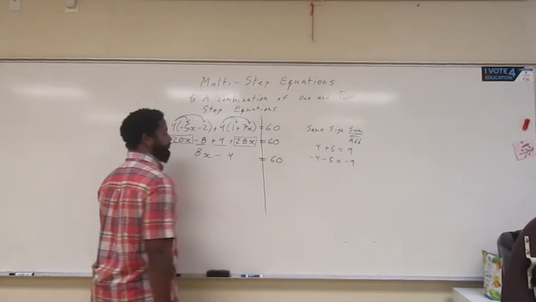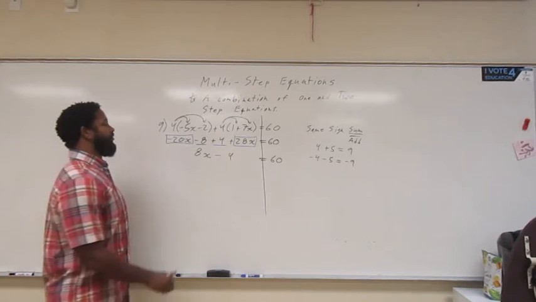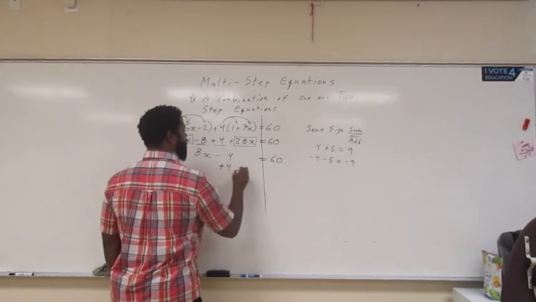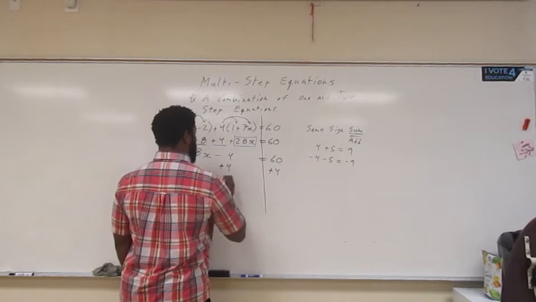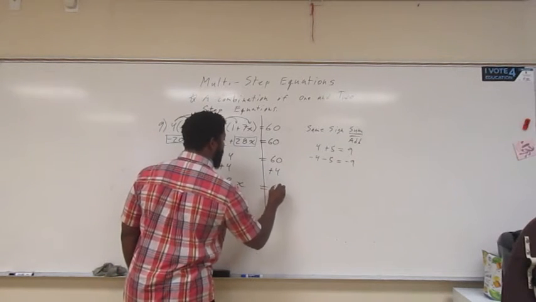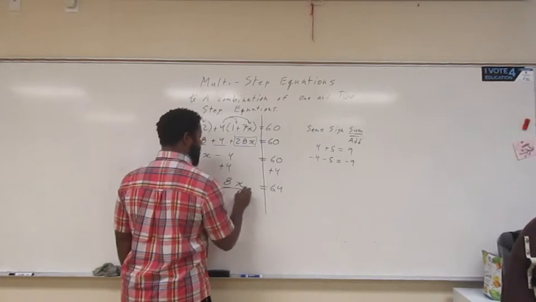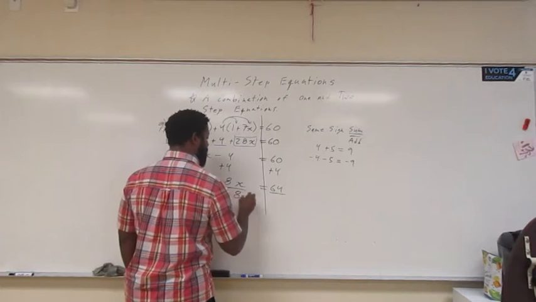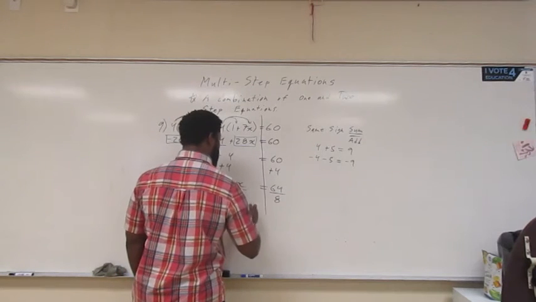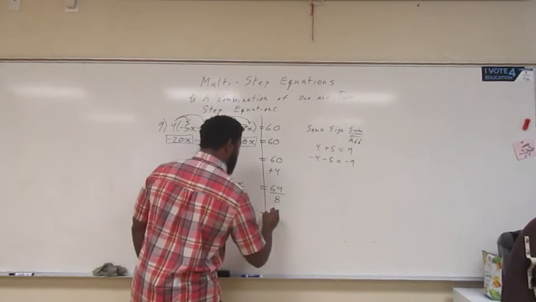Because whatever you do on one side, you do to the other. So what do we do next? Plus 4 on both sides. What's 8x equal to? 64. Then we divide both sides by 8, and x equals 8. Good job.